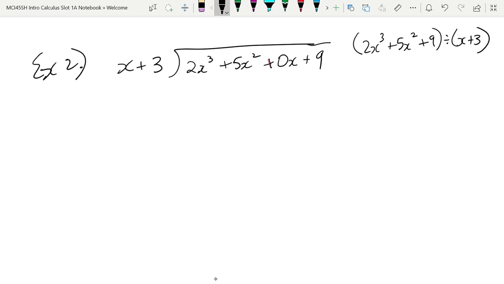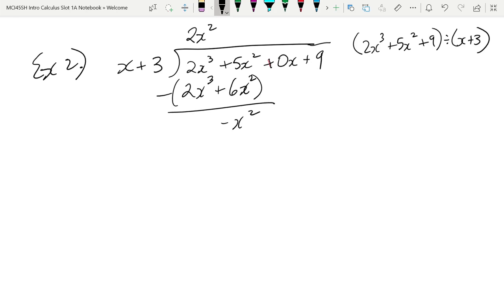Okay, I'm ready to divide now. So let's try it again. How many x's would I need, or what would I need to multiply x by to get 2x cubed? I have to multiply by 2x squared, right? 2x squared times 3 is 6x squared. I'm subtracting that. 5 minus 6 is negative x squared.